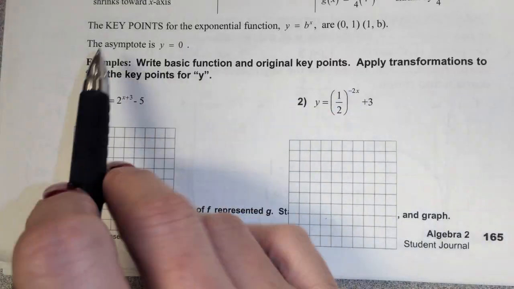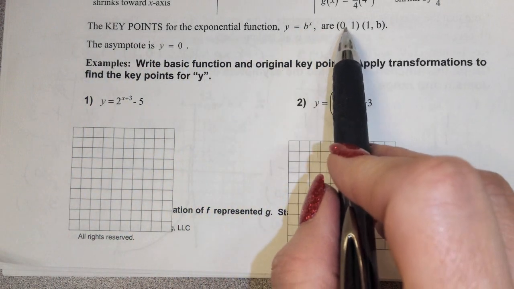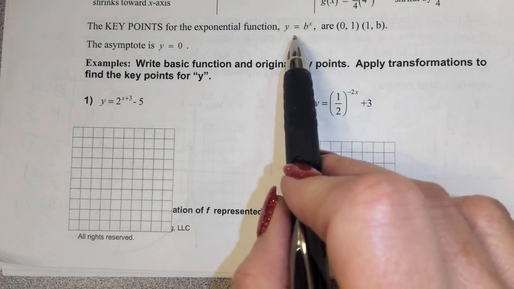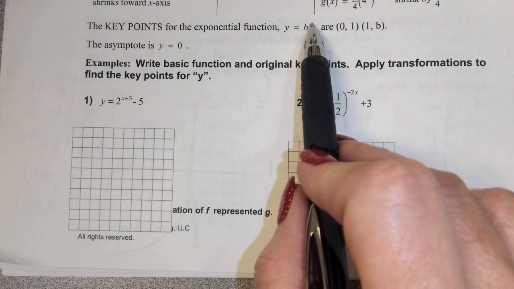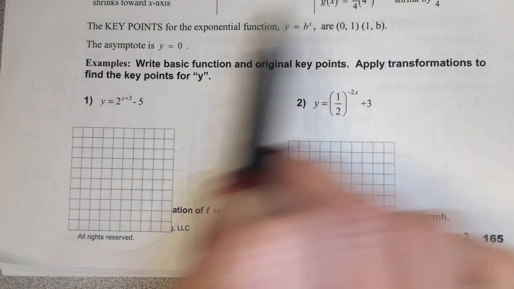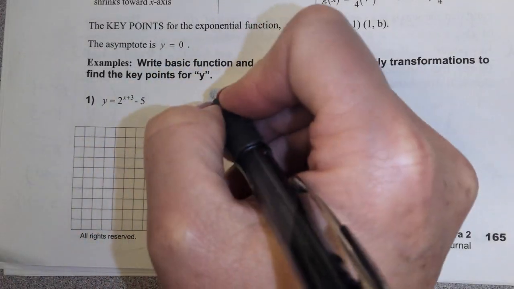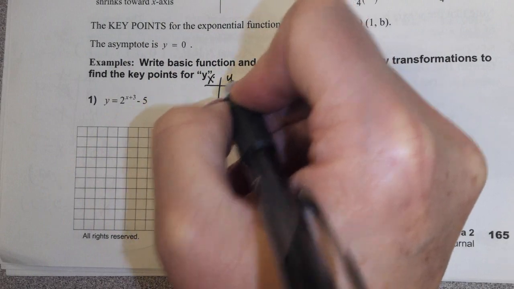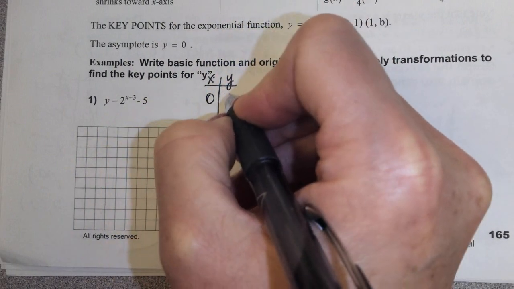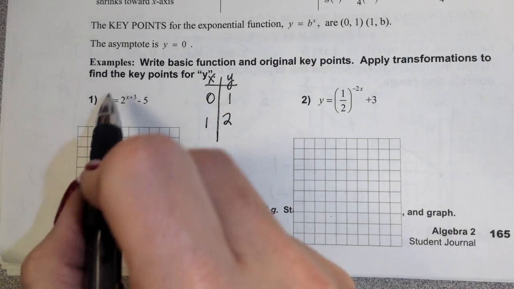Alright. Remember that the key points for an exponential function are 0, 1, and 1, b. Here's the reason why. Anything to the 0 power is 1. Anything to the first power is itself. Remember, the asymptote is y equals 0. So we're going to look at these functions, and we're going to find the new key points. So looking at x and y, normally our key points are 0, 1, 1, b. But now we're going to see what happened to this.